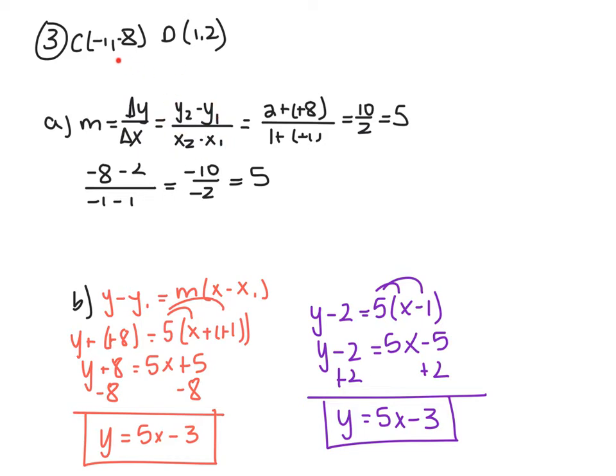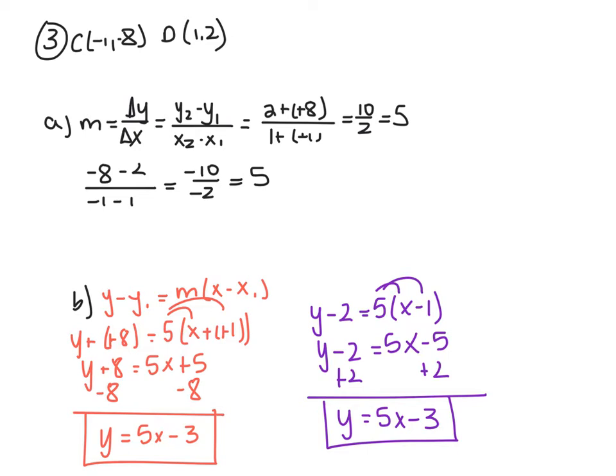It doesn't matter which point you pick to go first, as long as the same y coordinate and the same x coordinate go first. So I did 2 minus -8 over 1 minus -1, and you end up with 10 over 2, which is 5. Or if you had done -8 minus 2 over -1 minus 1, you get -10 over -2, which is also 5. So either way, you end up with the same slope. For part B, I have a point and a slope.